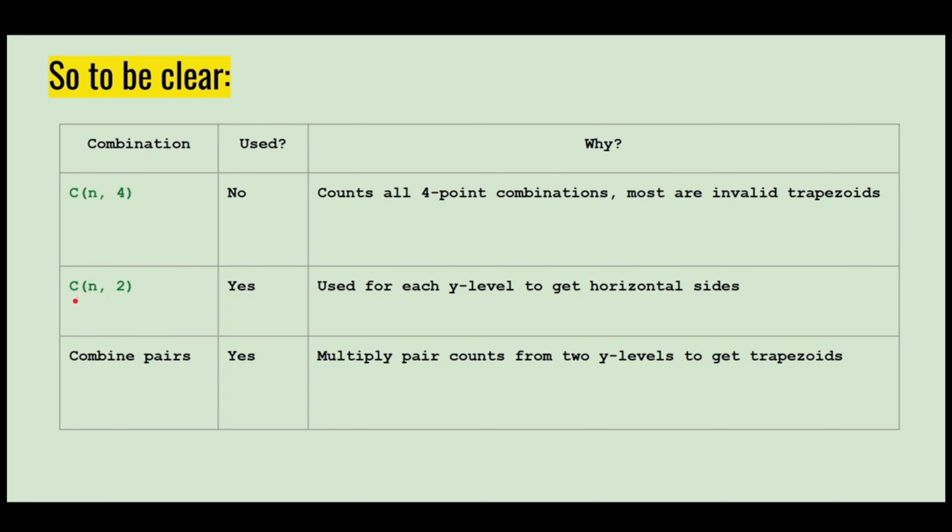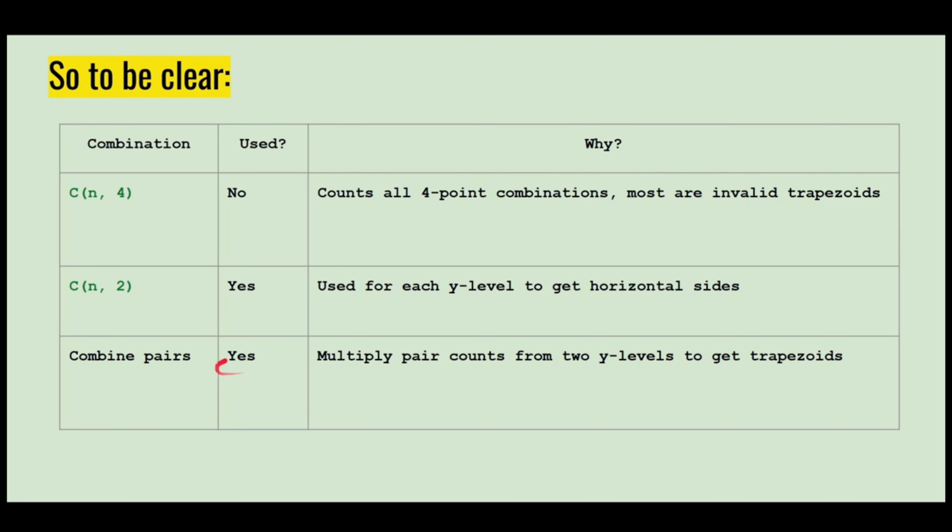You have to use Cn2, right? When we have n number of points in a group, we have to choose 2 points. 2 sides we have to use, the top level and the down. We have y equal to 0 and y equal to 2, so only 2 we have to choose, okay? So we use this for each y level to get the horizontal side. In this case, let's suppose the y levels are 0 and 2. We have to use this one, not this one, okay? I hope you understand. It should be clear, right?